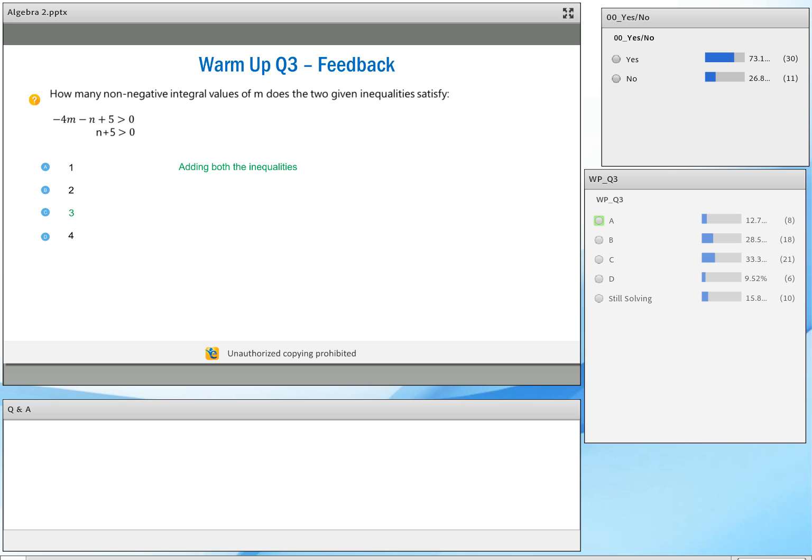So essentially, in this question, you solve for m, figure out the range of values of m, and then see how many of those are actually non-negative integers. When you solve both of these, what you get is 4m is greater than 10. Where you faltered over here was, you probably said 4m is greater than 10, and that is where the mistake was. When you're multiplying both sides by a negative number, the sign of the inequality changes. So the correct answer here is 4m is less than 10.